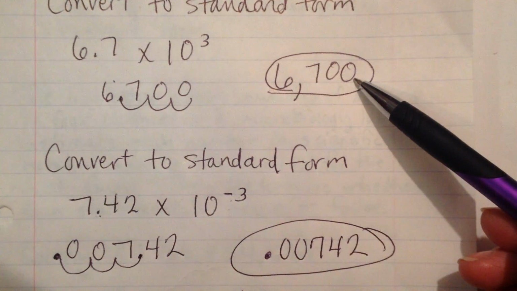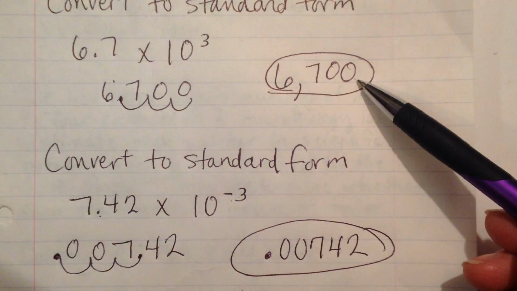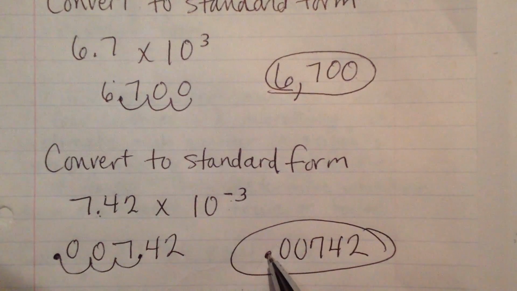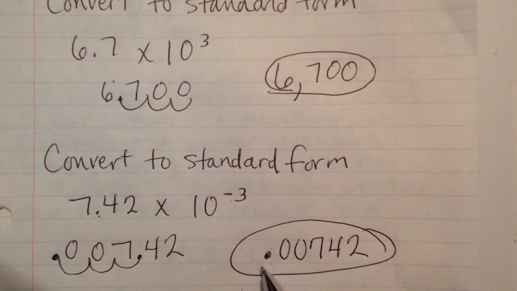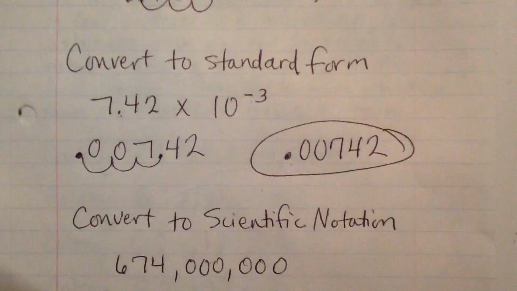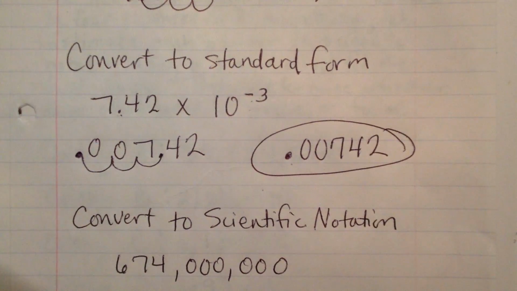Now, looking at this answer, my decimal was behind the last digit to the right. Therefore, I can leave it. I don't have to put it. That's the only time you do not have to put a decimal. If your decimal is anywhere else, you have to put the decimal. So if I didn't have the decimal in this answer, it would be wrong. So 0.00742.